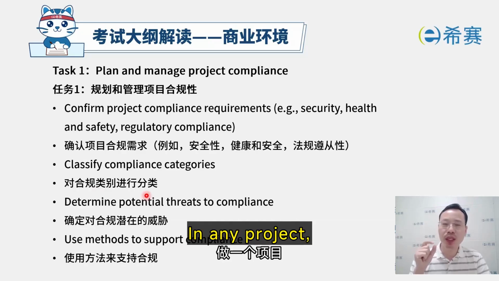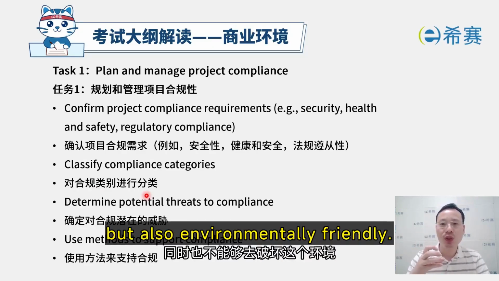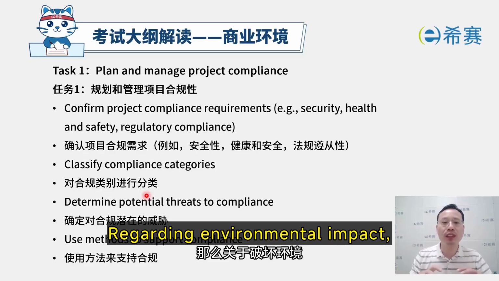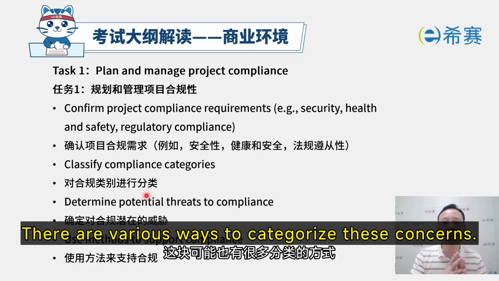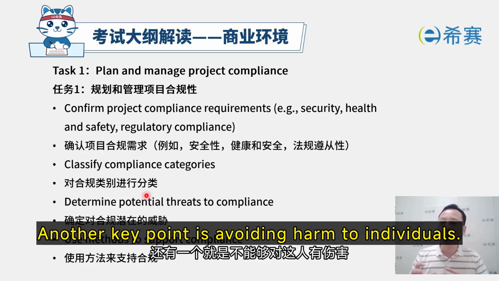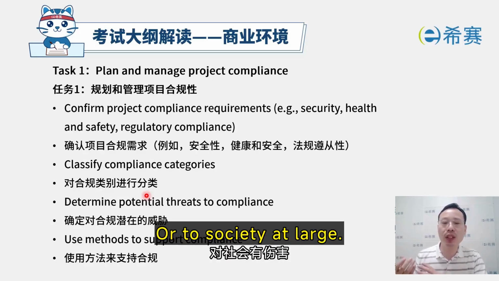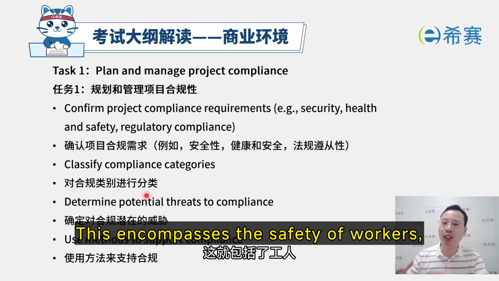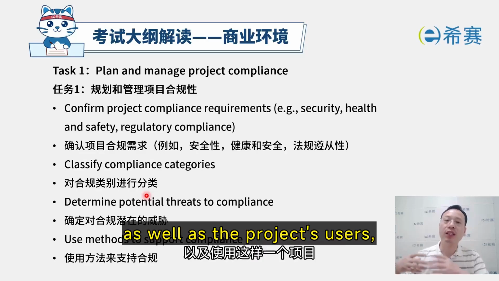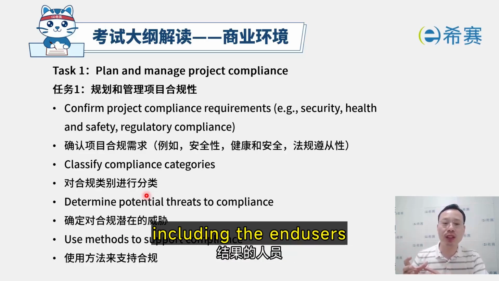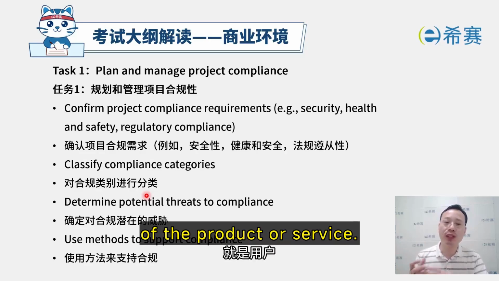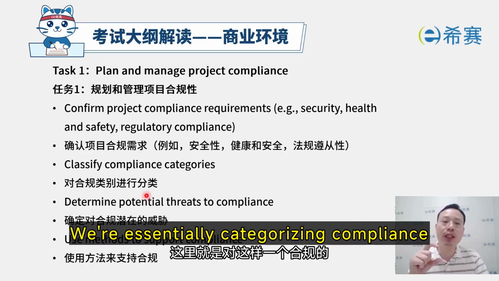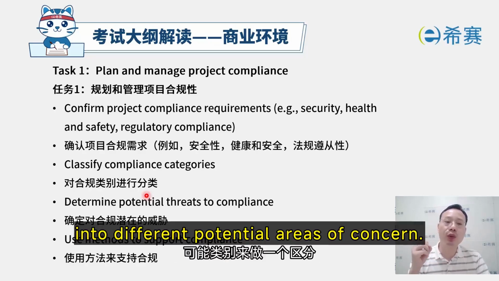In any project, it should not only be profitable, but also environmentally friendly. Regarding environmental impact, there are various ways to categorize these concerns. Another key point is avoiding harm to individuals or to society at large. This encompasses the safety of workers, as well as the project's users, including the end users of the product or service. We're essentially categorizing compliance into different potential areas of concern.